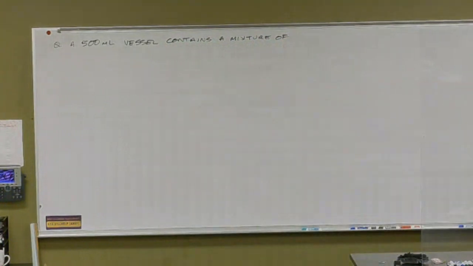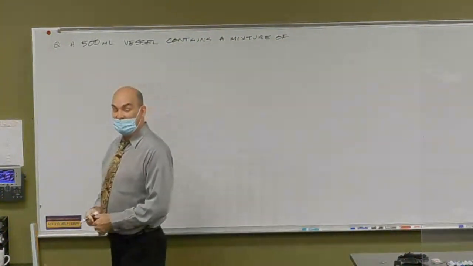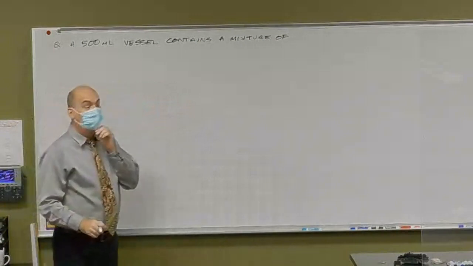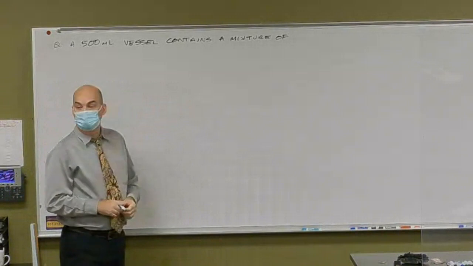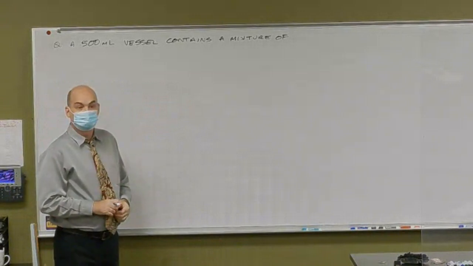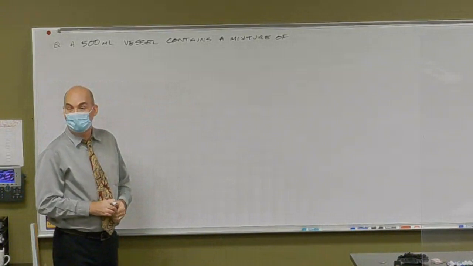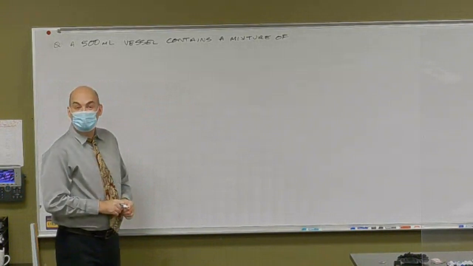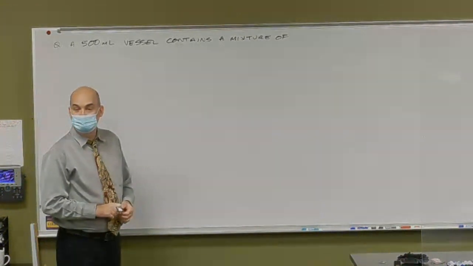I have a vessel. It has a volume. It contains, let's give it 2 gases. What should we have the first gas be? Oxygen. Give me a gram amount of oxygen.